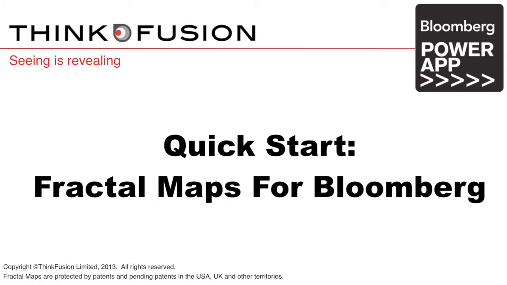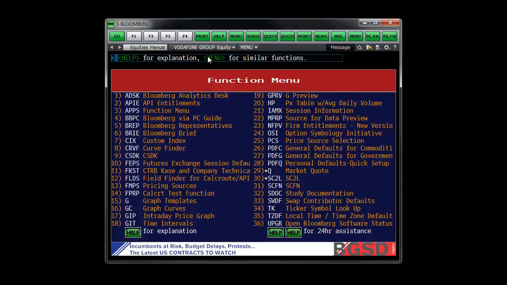Fractal Maps are a way of looking at market data that give you quicker, more accurate insight into some of the most popular markets available through your Bloomberg terminal. This video aims to give you a quick overview of what Fractal Maps are capable of and how they can benefit you as a trader, sales trader, portfolio manager, or researcher.